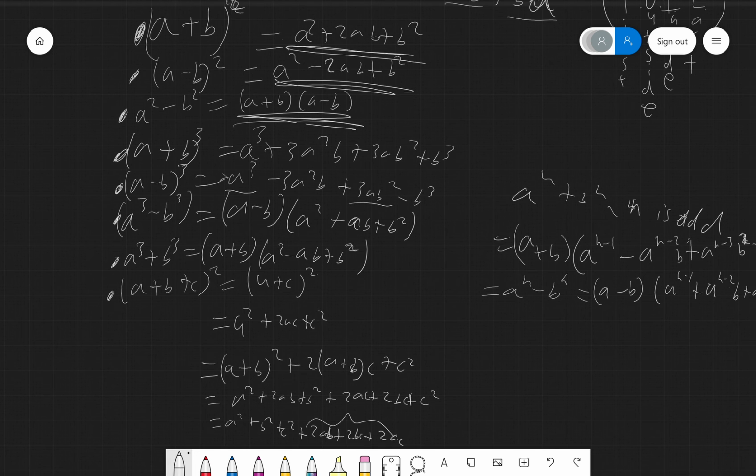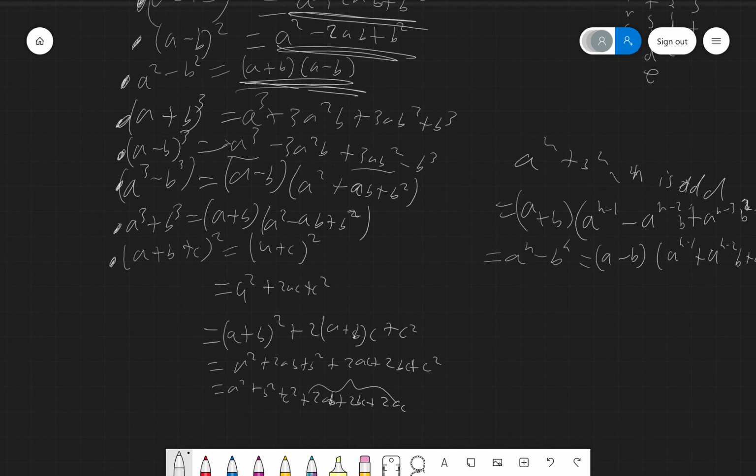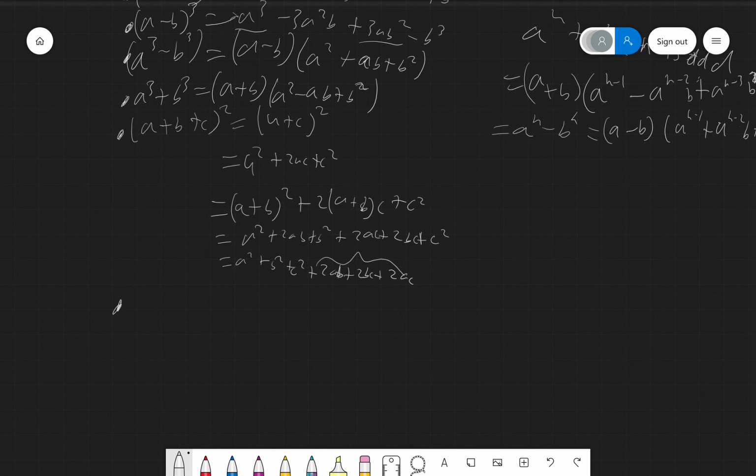If you had a plus b plus c whole cubed, you're going to have a cubed plus 3a squared b plus 3b squared c plus 3ab squared plus 3bc squared plus b cubed plus c cubed, right? Blah, blah, blah. But you're wrong. I'm going to write that as the second to last one. There's one more. a plus b plus c whole cubed.